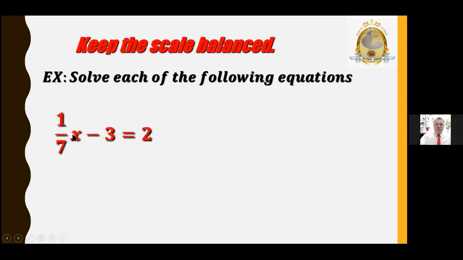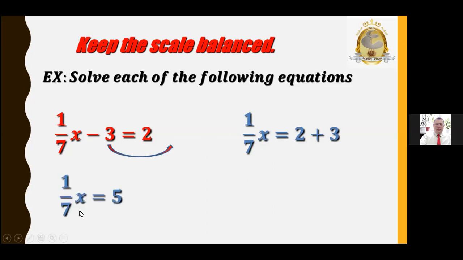What about this one? Here this is one seventh x, 1 over 7 x minus 3 equals 2. As we said here, we will start with the absolute term, the constant, this number, minus 3, subtraction. Then the inverse operation of subtraction is addition, yes. Then we will move it to the other side in addition. Then one seventh x equals 2 plus 3. Then one seventh x equals 5.